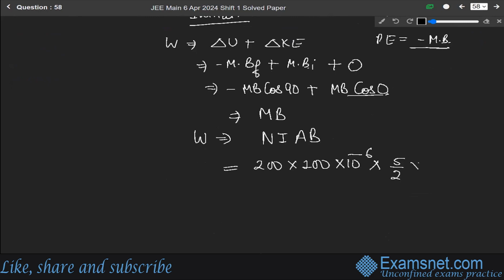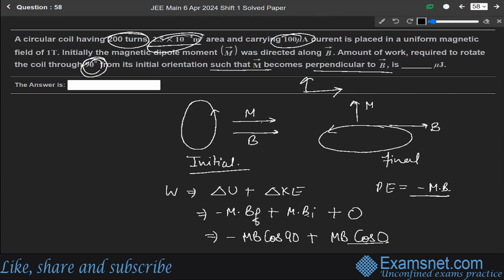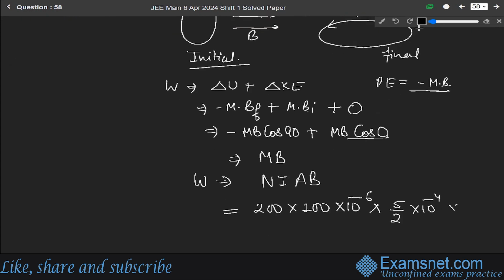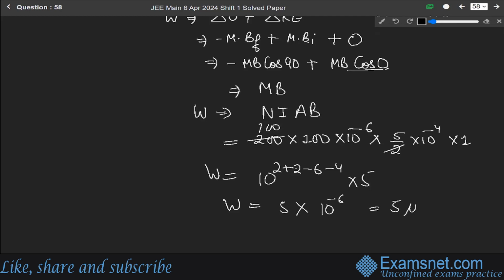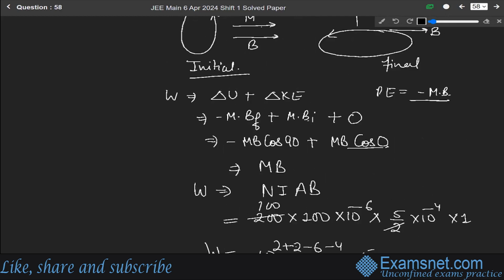2.5 means 5 by 2 into 10 to the power minus 4, into B, the magnetic field. Magnetic field is 1 Tesla, so B is 1. Just solve it and we will get our work done. It will be 200 times, so this will be 10 to the power 2 plus 2 minus 6 minus 4, into 5. So work done will be equals to 5 into 2 to 4 plus 4 minus 4 cancels out, minus 6. So it will be 5 microjoule. Okay, so 5 microjoule is the final answer.